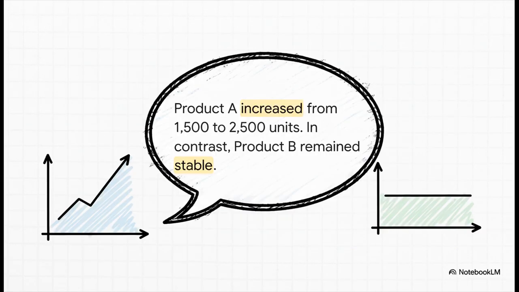Okay, now for step 3, the specific details. This is where you bring the proof. You provide the evidence. You bring in those key numbers, the start points, the end points. So you'd say something like, product A increased from 1,500 units in January to 2,500 units in December. And then, this is what really makes it powerful, you add a comparison. In contrast, product B remains stable. That contrast is where the story really comes to life.